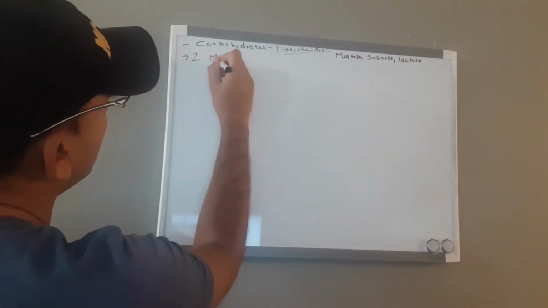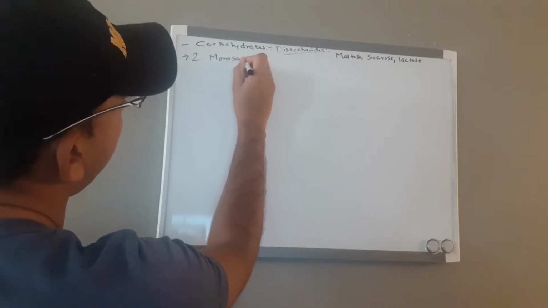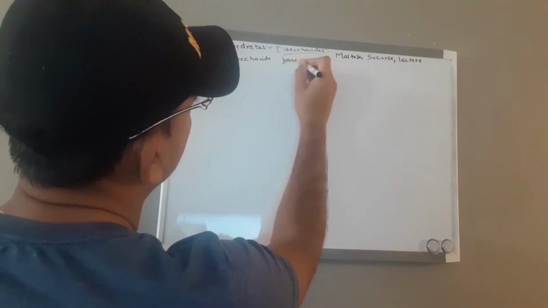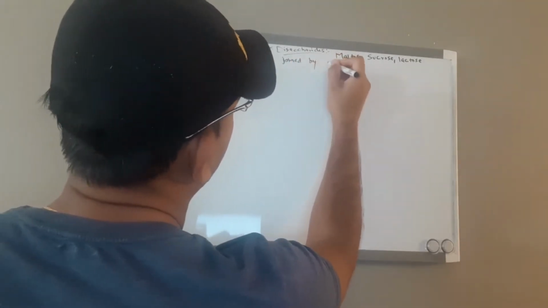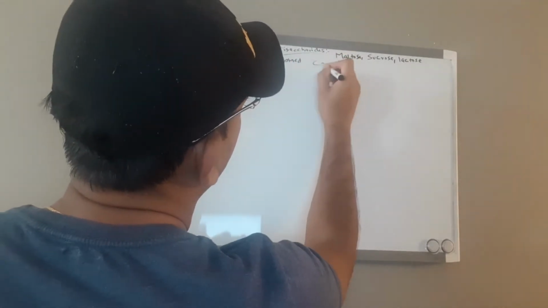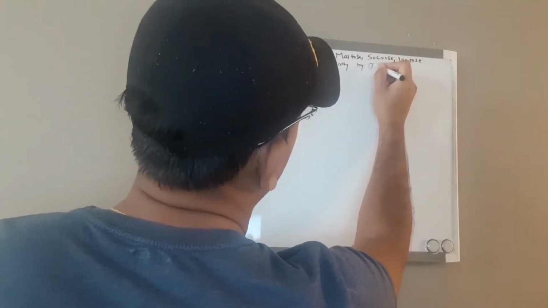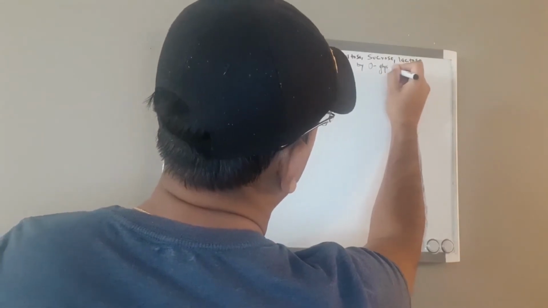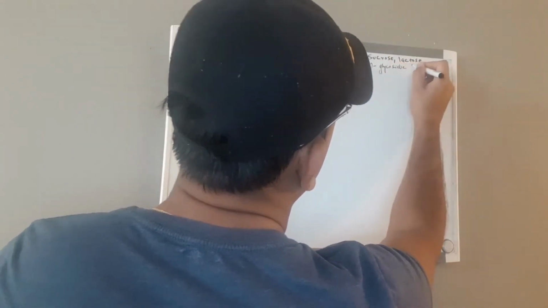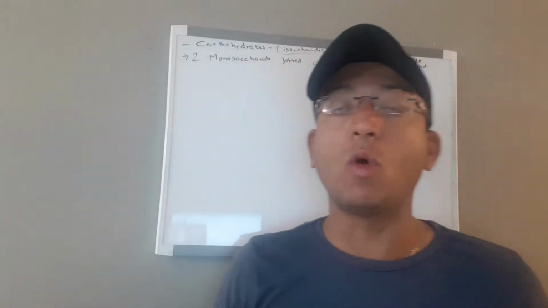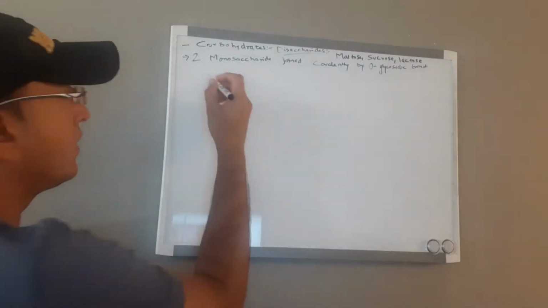So two monosaccharides joined covalently by an O-glycosidic bond. What does that mean? All right, so I will show you what this means.